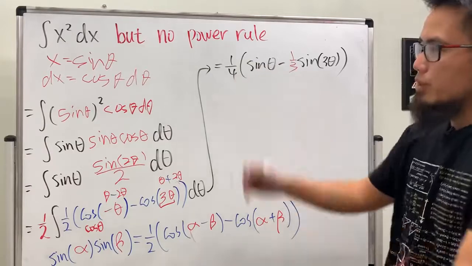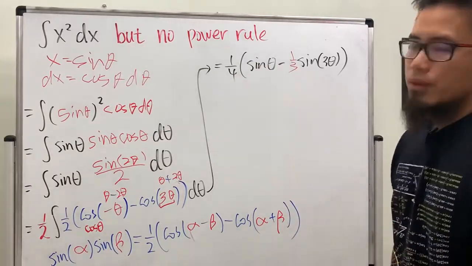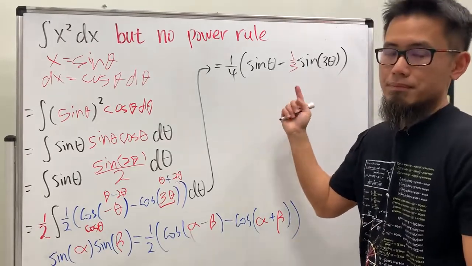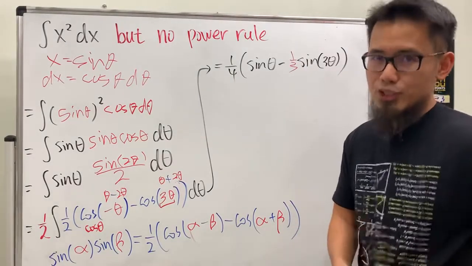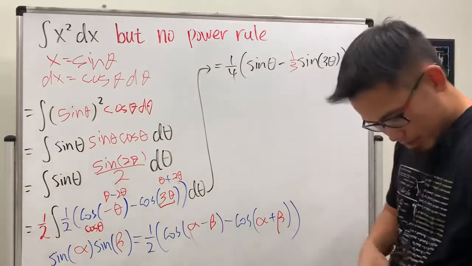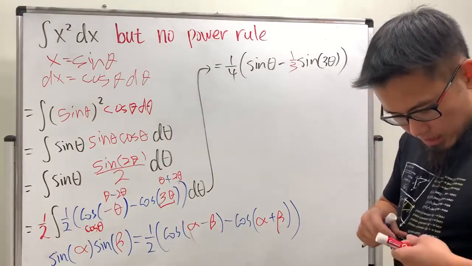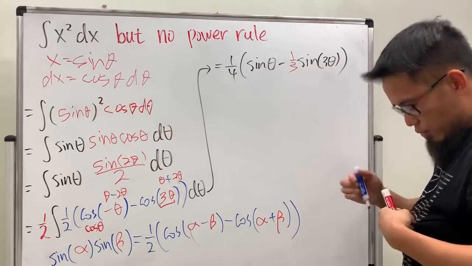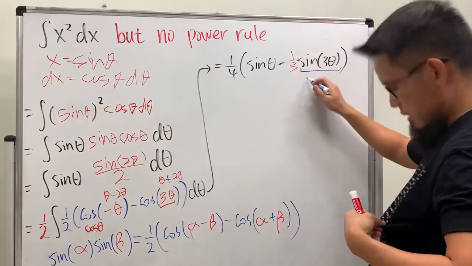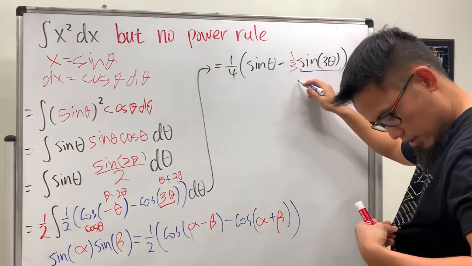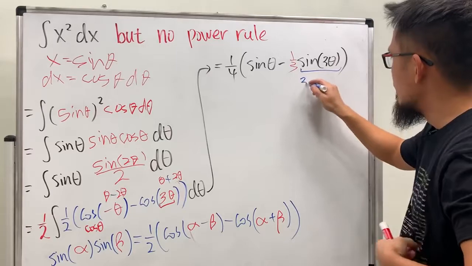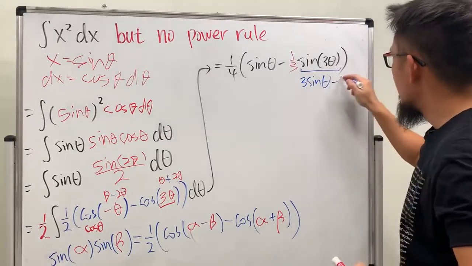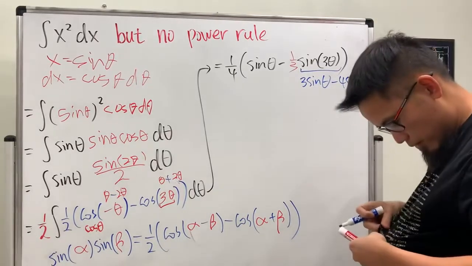But now we have to go back to the x world. And the problem with this is that sine 3 theta is equal to what? Don't worry, yes, it's on my shirt, alright? So, right here, let me just put this down for you guys. Sine of 3 theta is equal to 3 sine theta minus 4 sine cubed theta. So this right here is equal to 3 sine theta minus 4 sine cubed theta.